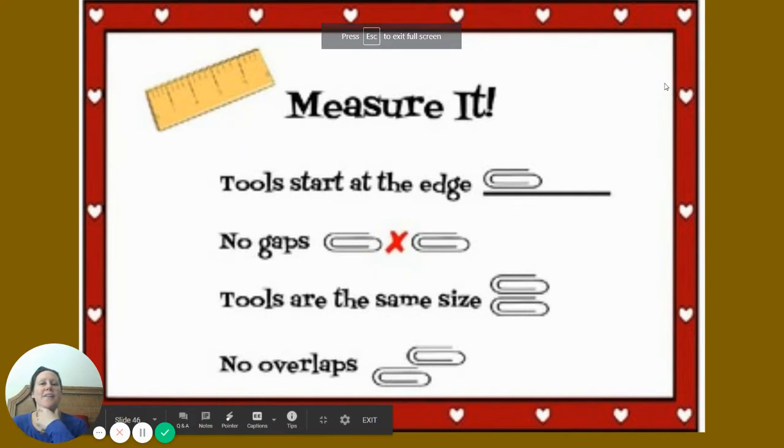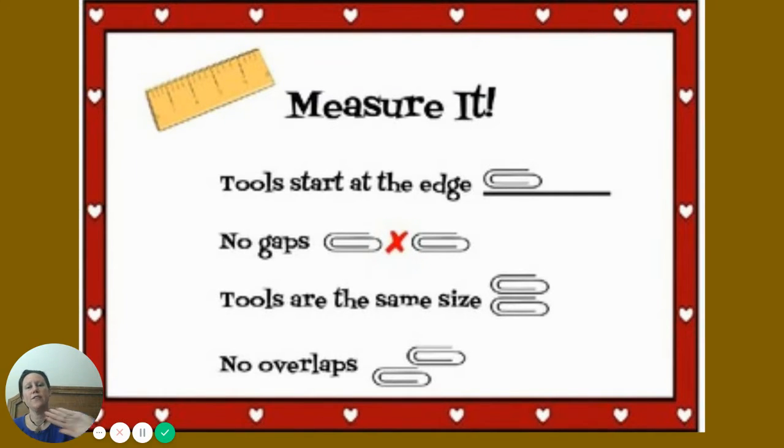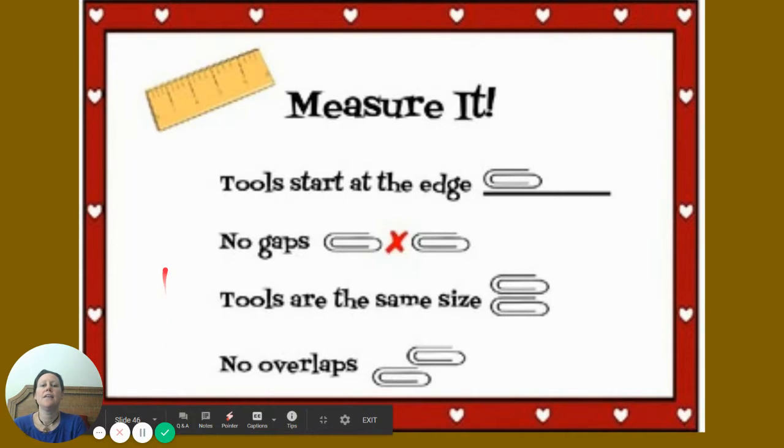Okay guys, so you watched the video of the man using non-standard units to measure things. Did you notice when he was measuring that he always started whatever tool he was using at the very edge of whatever he was measuring? So it has to go to the very edge and it has to end at the very edge, okay?